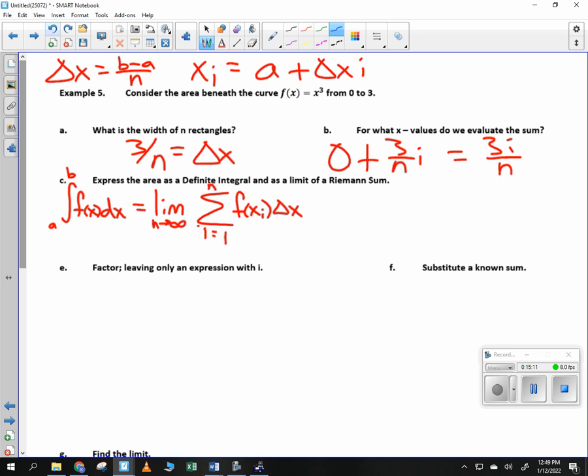Pause. Quick turn to partner. Tell them, what does delta x represent? Go. Somebody, what does delta x represent? Width of the rectangles. Good. Turn to your partner. What does f of x sub i represent? See if you can figure that out. Go.